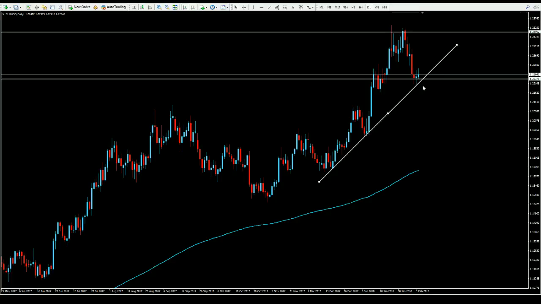So here we're on the daily. This is actually a good bounce here. Now we can see that not only do we have the support line as confirmation for this area, we have the trend line also.